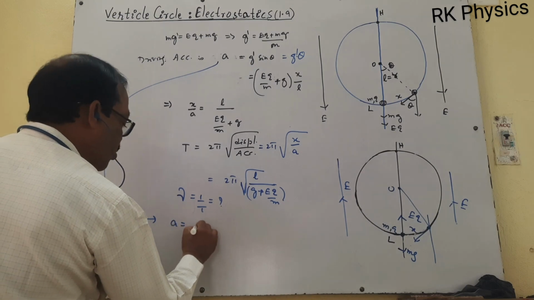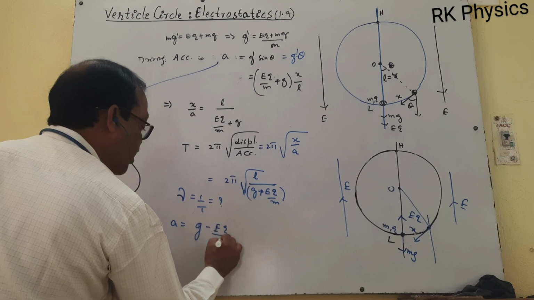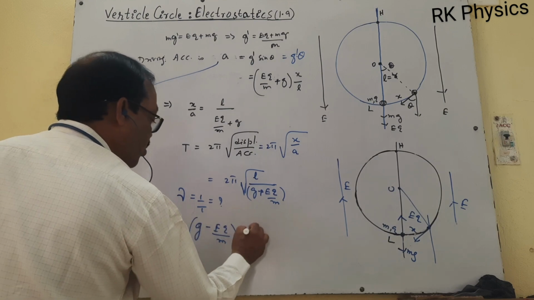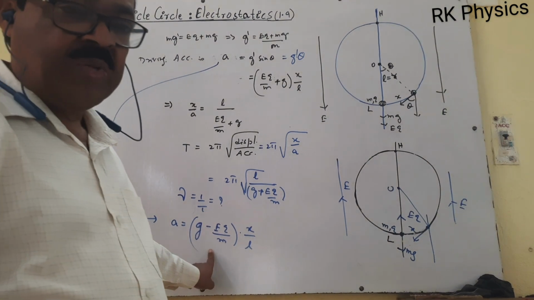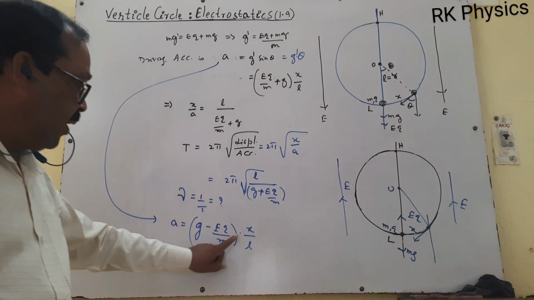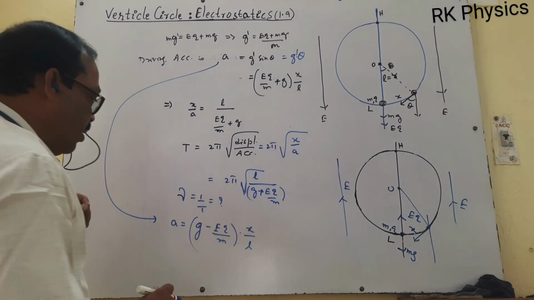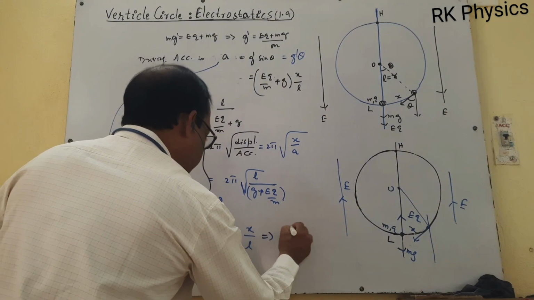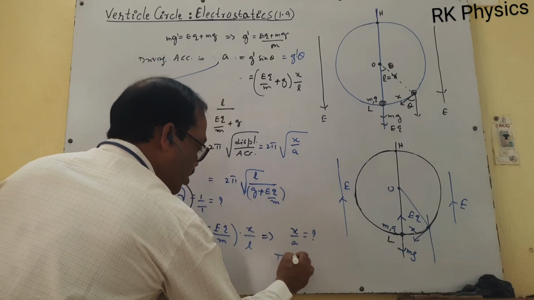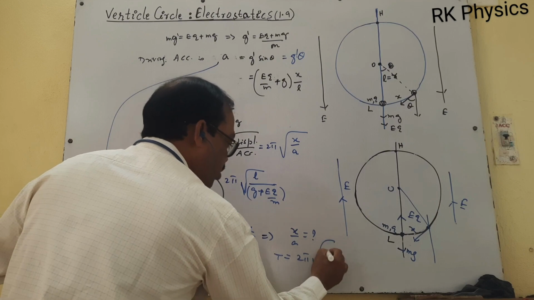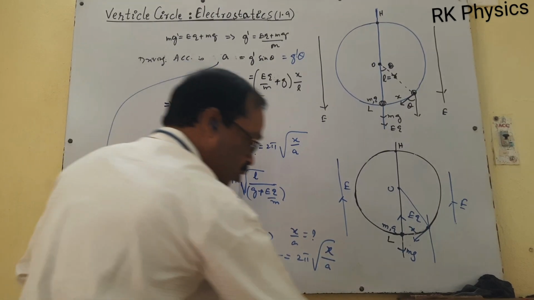A is your (g minus EQ divided by m) into x by L. This is the formula: g minus EQ by m into x by L. You substitute this. So from this you find out what is x by A. Then find out what is T. T is 2 pi root over displacement divided by acceleration.